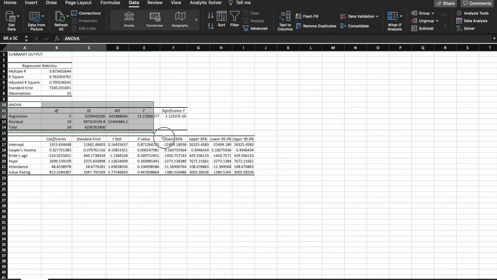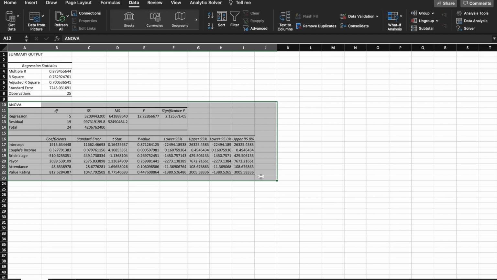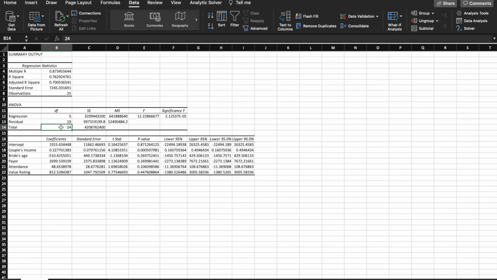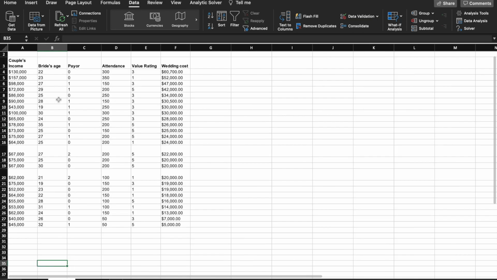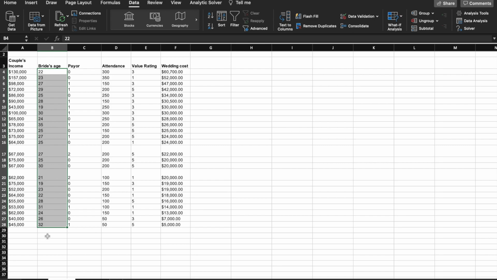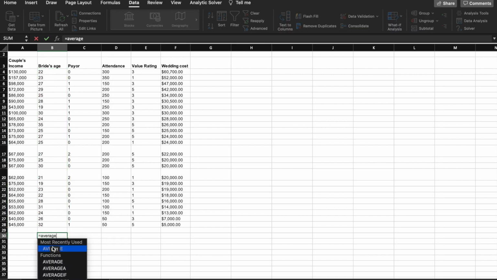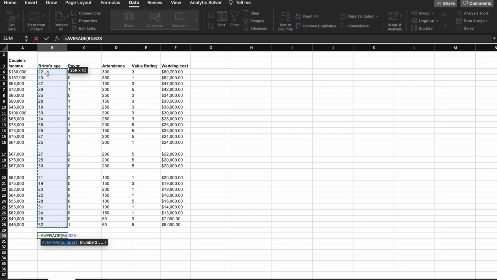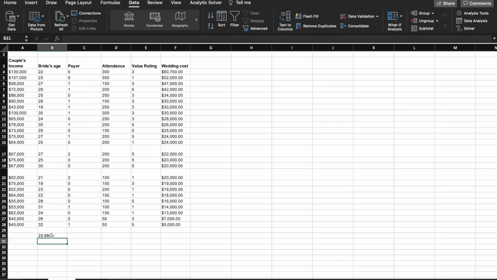Here is an explanation of some of the more difficult parts of the regression. We can start with the degrees of freedom. This is the amount of observations, or the sample size, minus 1. So it means that in a sample of 25, let's say for the bride's age only, we took the average. So equals average for the bride's age. That is 25.88. So in this sample of 25, 24 of these points can vary.